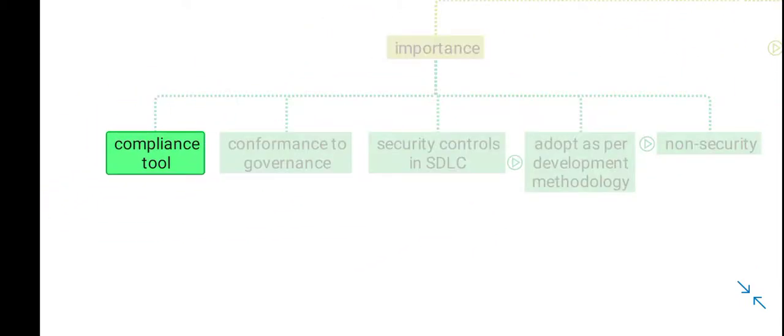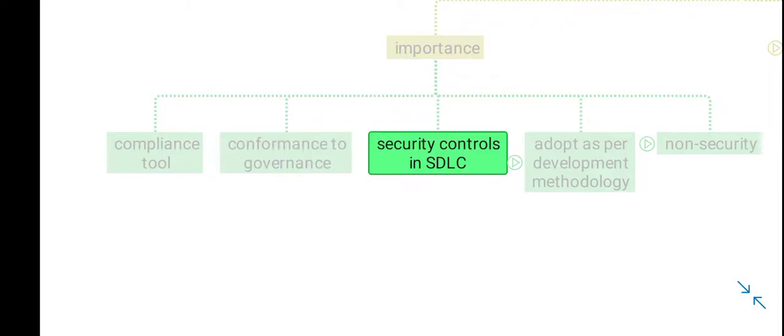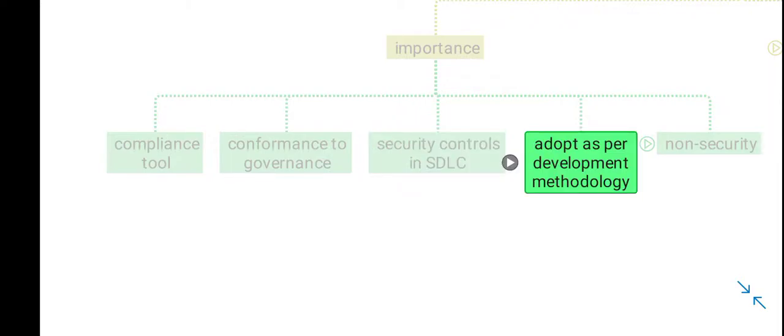Auditing for software development can be used as a compliance tool to ensure conformance to the governance, and it also verifies the security controls of the software development lifecycle. And auditing should be adopted as per the deployment methodology.